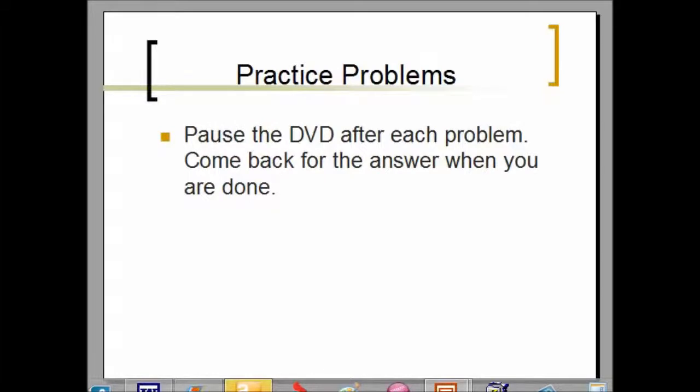Here are some practice problems for you to try. Pause the DVD after each problem. Come back for the answer when you are done.